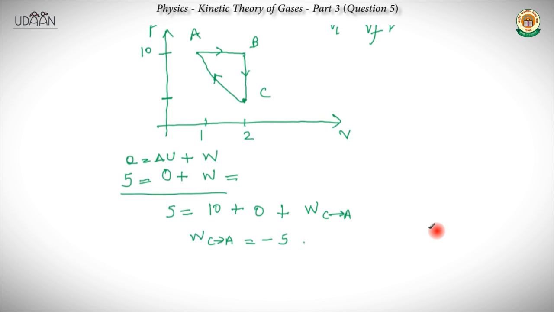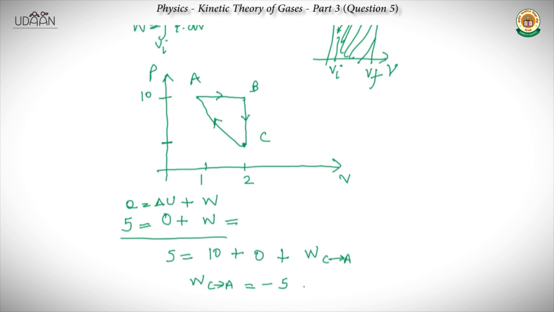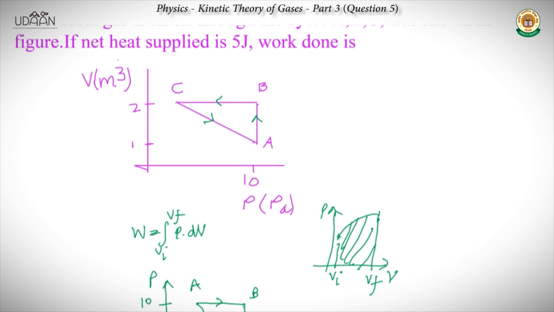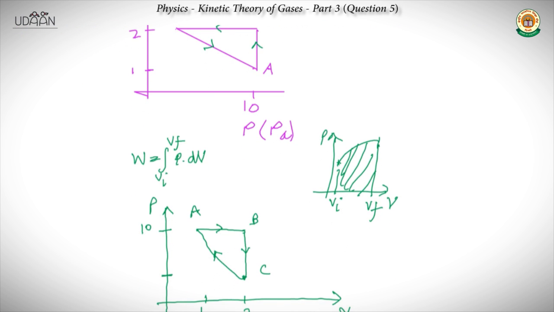Okay guys, so we just saw how to read a graph, how to calculate the work done using the PV graph, and we also saw how to transform a VP graph into a PV graph, how to interchange the X and Y axis in a graph. We'll move on to the next question now.